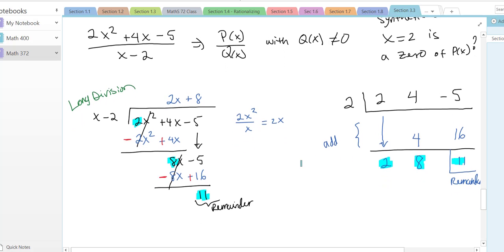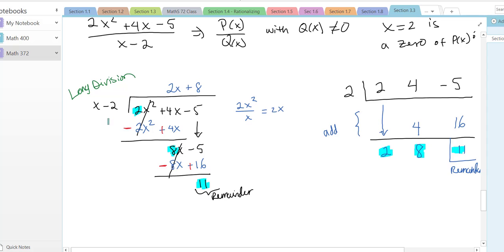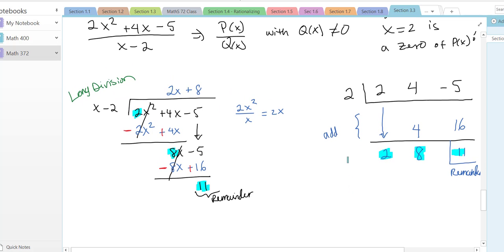So because we get a remainder of 11, that means that x minus 2 is not a factor of p of x. P of x is the dividend, the numerator, which also means in synthetic division that because we get a remainder of 11, something that's not 0, that means that 2 is not a 0 of the polynomial. Now check this out. I think that this is pretty super cool.